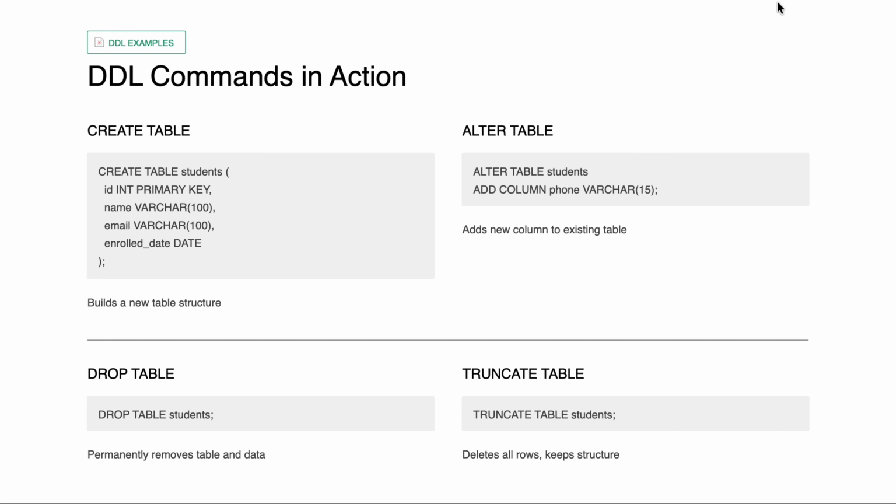So we use DDL commands to design the structure, not to build from scratch, but we should know the structure, we should know the design of the database. So DDL commands can help us to design the structure. DDL commands include creating the table, altering the table, drop table, truncate table. These are the common commands that we use in our daily life.